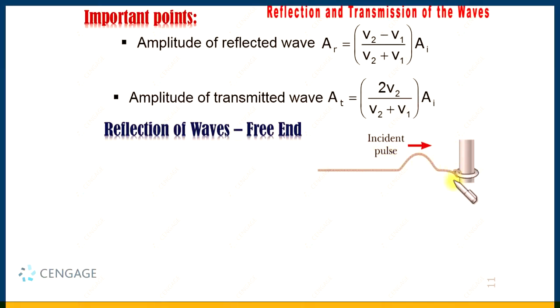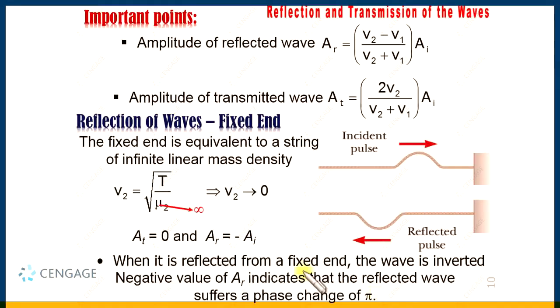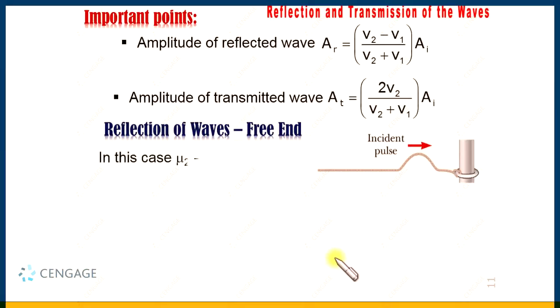The ring will start oscillating, but there is no part of the string on the other side. That means we need not consider the transmitted wave. Now we are considering what will happen to the incident wave, right? Here we can relate this situation as mu2 equal to 0, because there is no string, and if we substitute mu2 equal to 0 here, V2 tends to infinity, right? And if V2 tends to infinity, the wave from the free end will reflect back, but there will be no change in the amplitude sign, right?